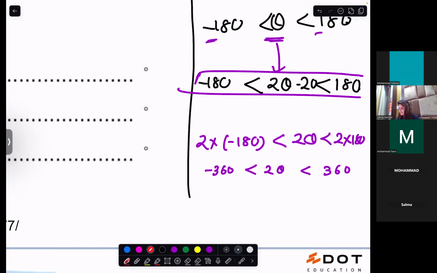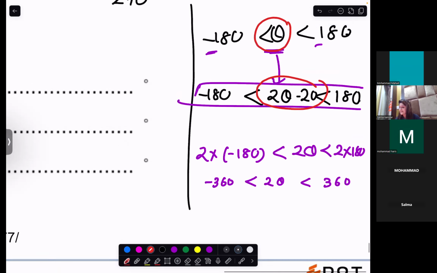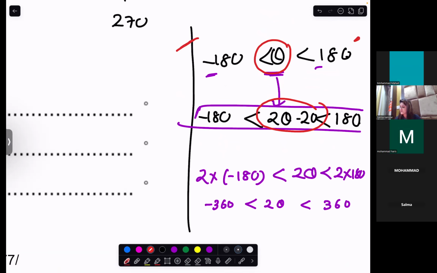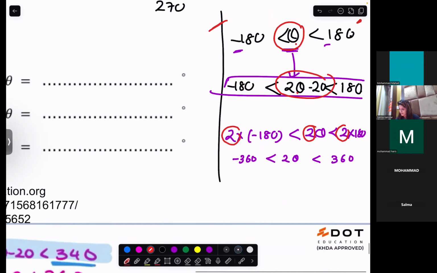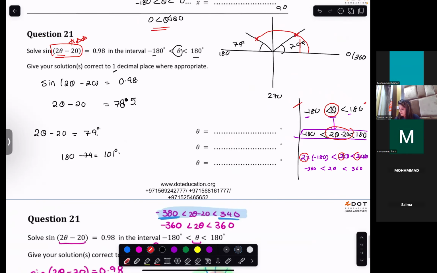I do not want the range for theta. I want the range for 2 theta minus 20. So I need to change my range for theta to 2 theta minus 20. I want the middle value to become 2 theta minus 20. So the first thing I did is multiply by 2. Are you clear with this? No, miss. Okay, I'll take you to another page.